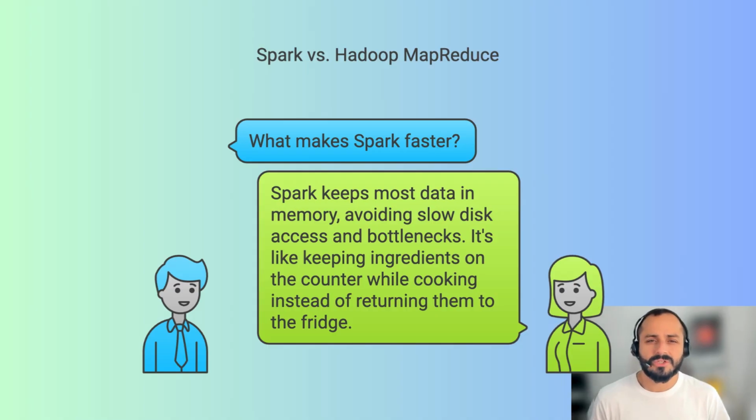So for example, imagine you're cooking multiple dishes. If you store each ingredient back in the fridge every time you need to use it, cooking will take forever. Spark is like keeping everything on the counter. It's much faster.